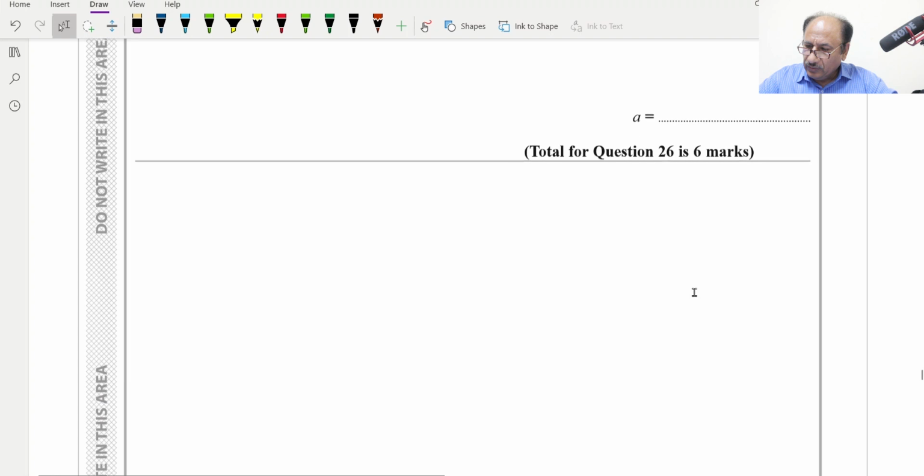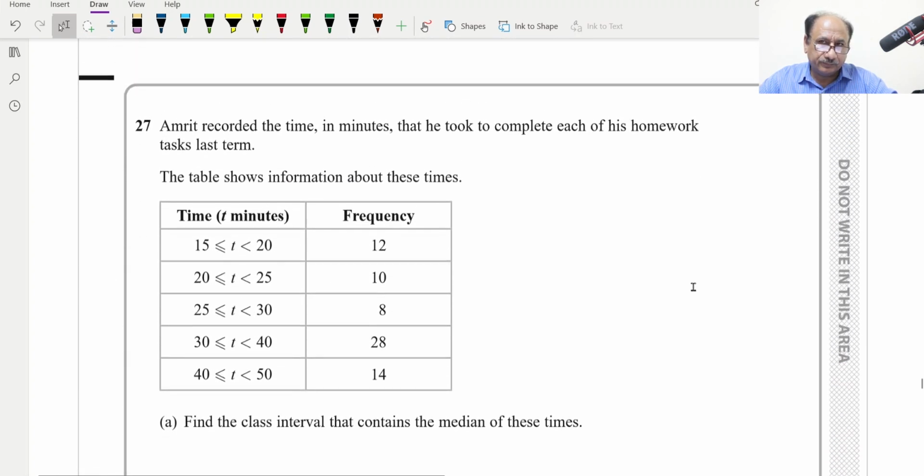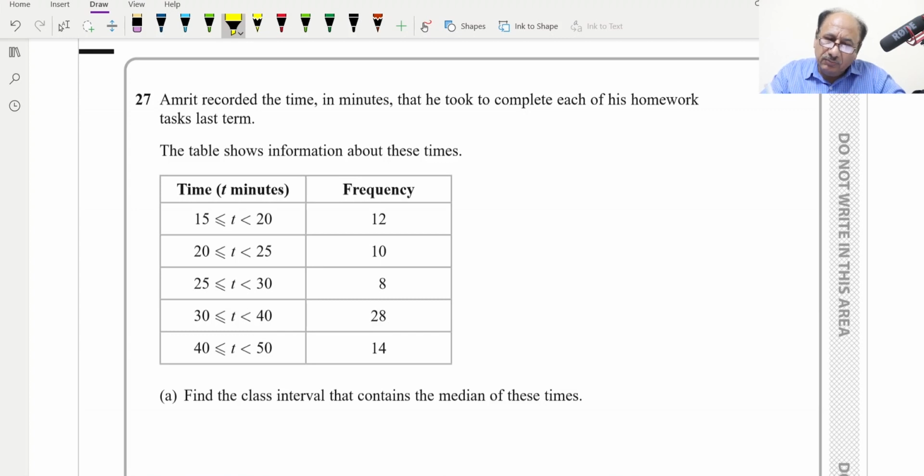Now we can move to question number 27. Amrit recorded the time in minutes that he took to complete each of his homework tasks last term. The table shows information about this time. Time is given and frequencies are provided. And we have to first of all find the class interval that contains the median of these times.